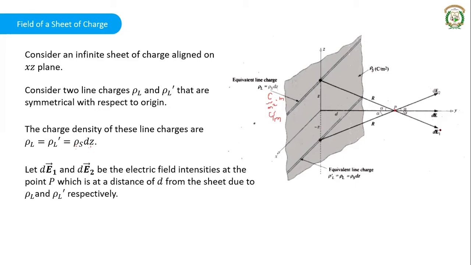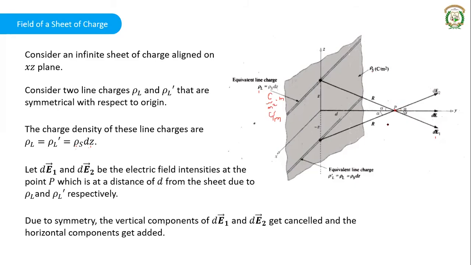So let dE1 be the electric field intensity due to this line charge rho L. Let dE2 be the electric field intensity due to this line charge rho L dash, right? This is calculated at a distance of d from the sheet of charge, that is, at the point P, which is at a distance of d. Due to symmetry, as we have seen in the previous case, the vertical components of dE1 and dE2 are equal but opposite in direction.